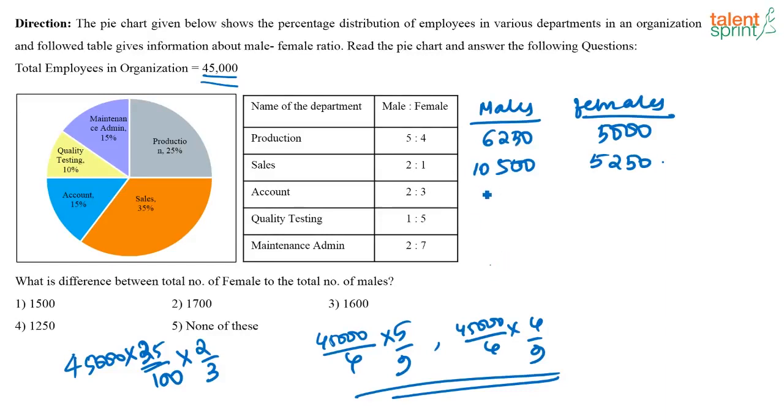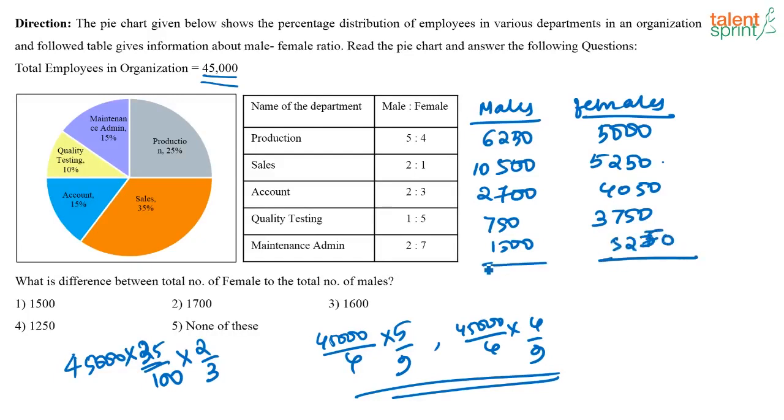I'll just put in the values here, same method to be followed. You can try it out later. 4050, 750, 3750, and here you will get 1500, 5250, 5250.